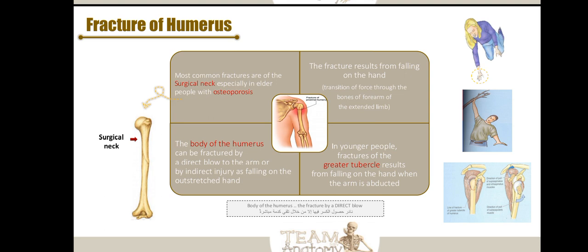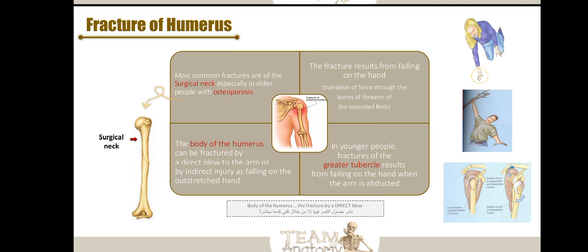All right, so I love this. Going into the clinical correlation of the humerus, okay? Now, fractures of the humerus mostly occur on the surgical neck or the body of the humerus. On the surgical neck, it's especially in elderly people when the density of your bone is being lost and any small thing can actually fracture your bone. And the body of the humerus can be fractured by a direct blow, okay? Somebody hits you directly on the body of the humerus. It can cause a fracture.